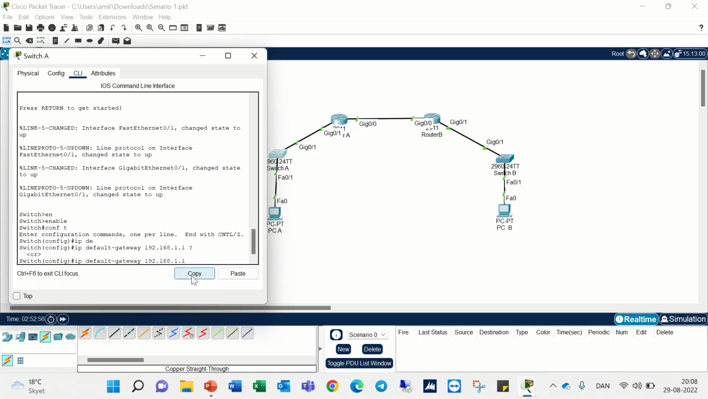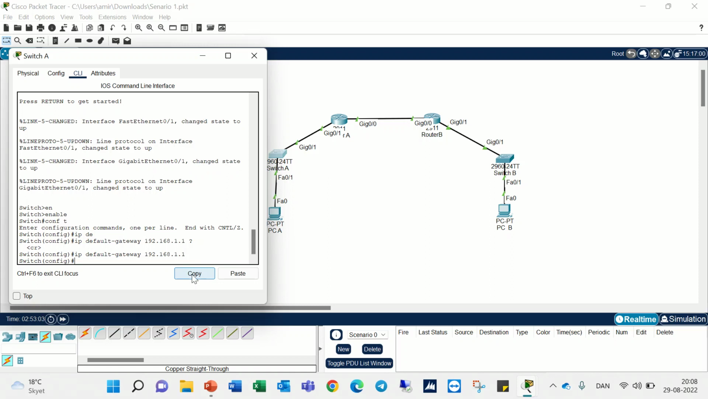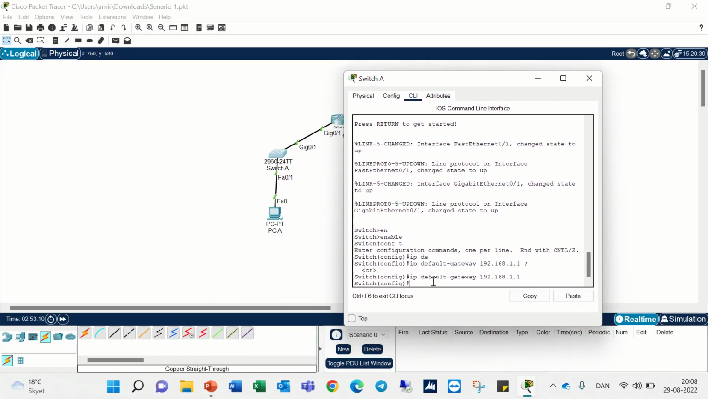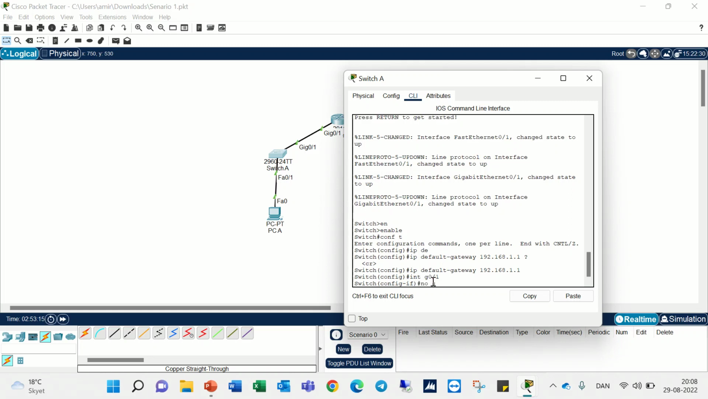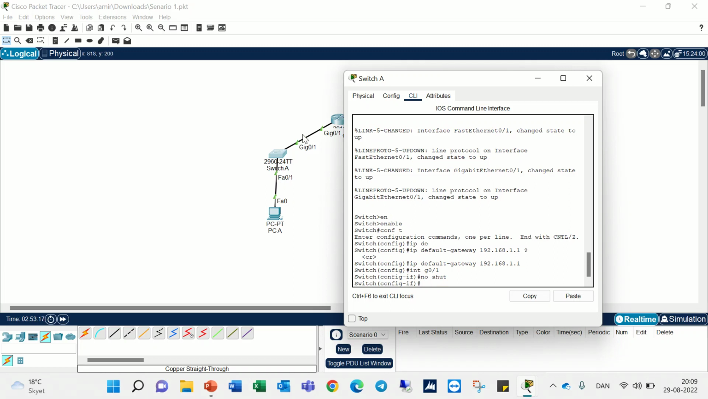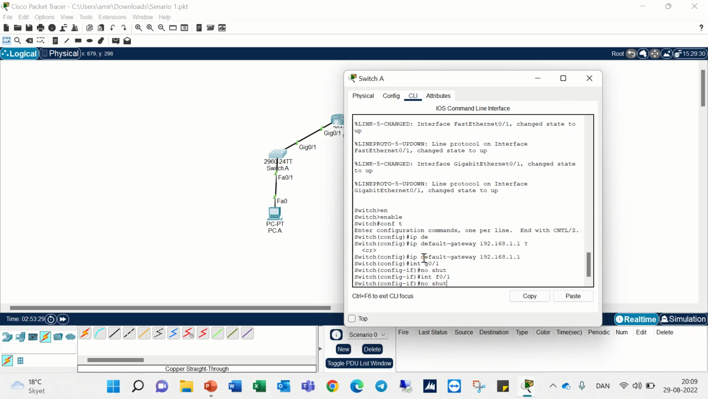Do you need any more? You can see CR. It means you don't need any more here. And you can click on here and only this one, and also you should go to interface G01 and no shut because this is here, and also interface. You can write here, for example, only int. It should be interface fast Ethernet 0/1 and also no shut here.